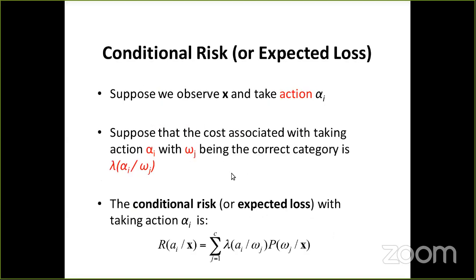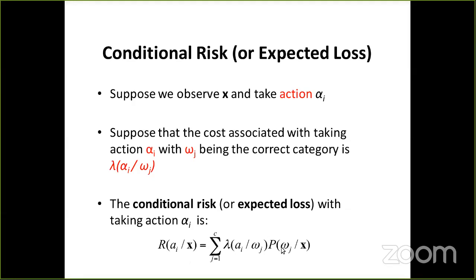Sure. The conditional risk says that we make an observation of a feature for one data point, and we take an action ai. So what is the risk associated with taking that action ai? Now if our data feature is x, we don't really know what class it belongs to. So we have to consider the case that it belongs to all, in terms of a probability that it belongs to every class.